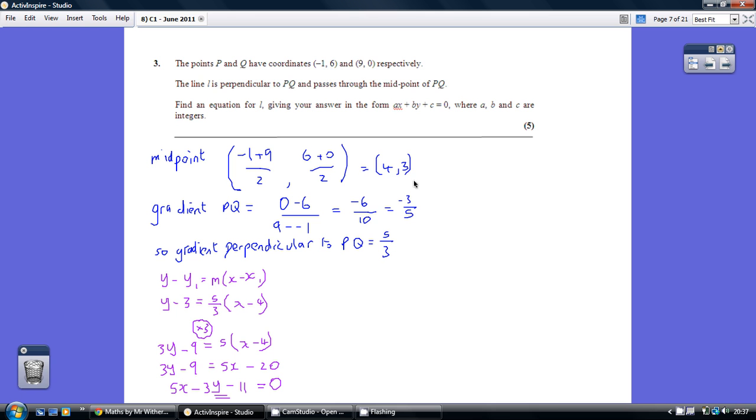I've got a gradient and a point, so I substitute that in, giving me this. I've kicked off by trying to get rid of this fraction by choosing to multiply through by 3. So on my left I get 3y minus 9, and on my right I've undone this 3 on the denominator. I've chosen to just multiply out the bracket, giving me 5x minus 20. Taking it all over to the right hand side, I then get 5x minus 3y minus 11 equals 0, which is the format they require for their equation of the line.